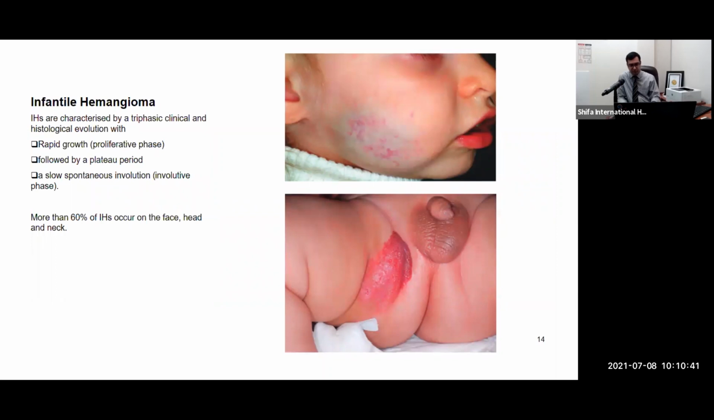One thing you might have noticed across all these photographs, they are on the face, limbs, and mostly in the nappy areas. Trunk, very less. They do occur there, but very less. And as I've mentioned previously, they have a proliferative phase when they grow, then plateau, and then involute. And you can see 60% of them happen on the face, head, and neck.